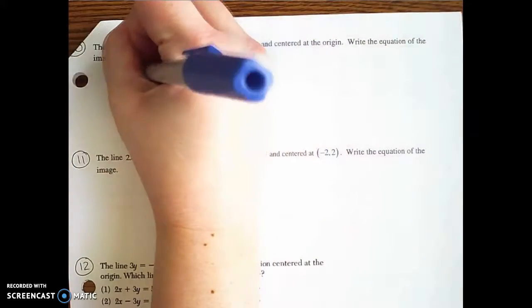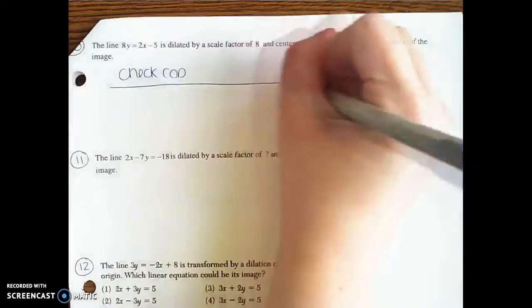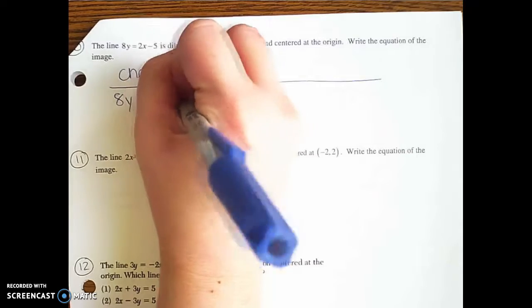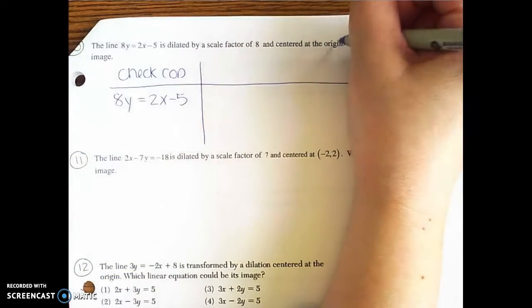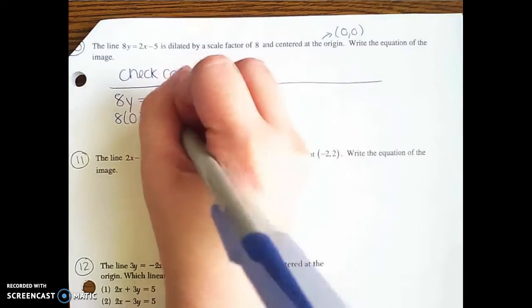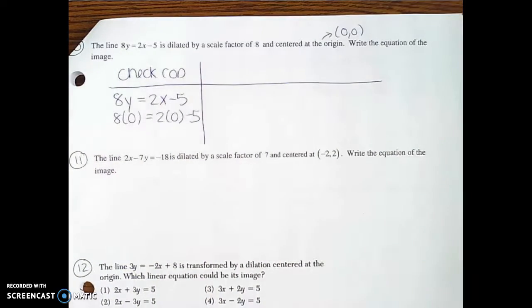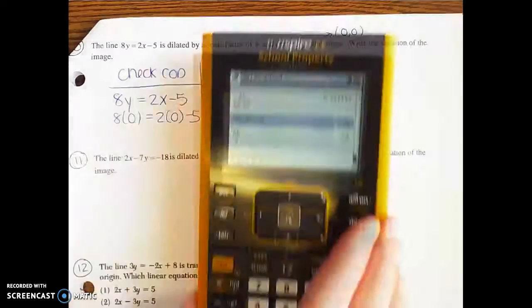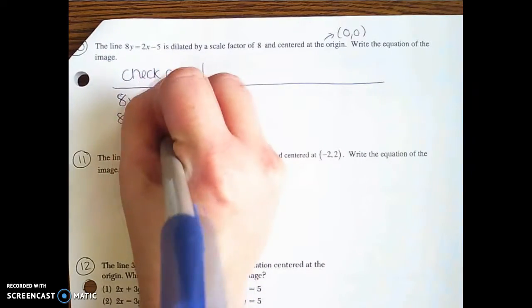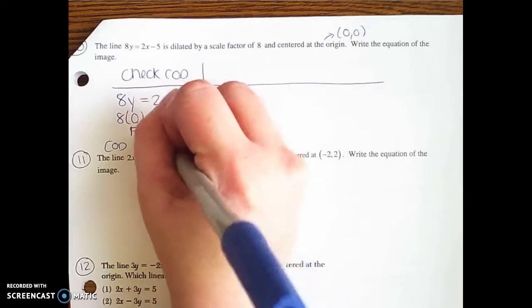My first step is to check my COD, my center of dilation, and check to see if it's on the line. If my line is 8y equals 2x minus 5, my center of dilation is the origin. That's 0, 0, so I'm plugging in a 0 for y, and I'm plugging in a 0 for x. If I type this in the calculator, 8 times 0 equals 2 times 0 minus 5, I get false. If I get false, this means that my center of dilation is not on the line.